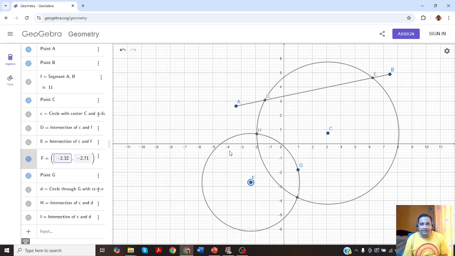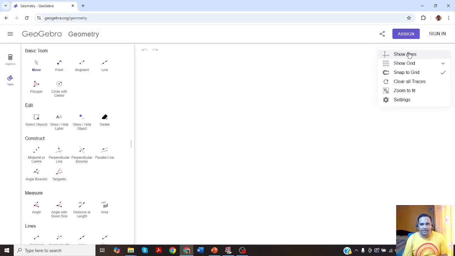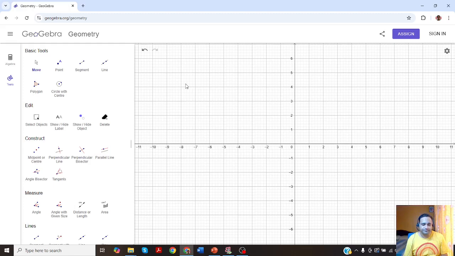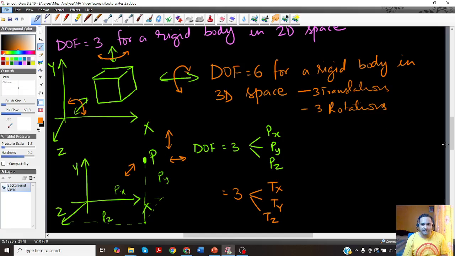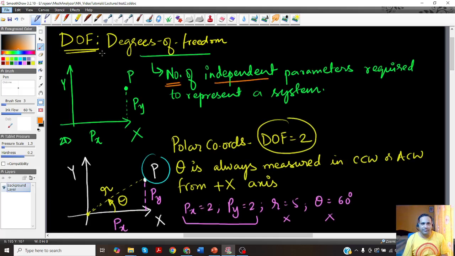Now whatever we have done, let us also try to see if we can use this programming interface in the coming few classes. So first and foremost, let me just clear whatever I have drawn. I don't have to save it, so I'll just discard, and we start fresh. So I'll click on show axis and major and minor grid lines. Okay, now if you go back to the previous video, we had looked at how do we represent degree of freedom of a point. That means if I give you the value of px and py, you should be able to draw a point.